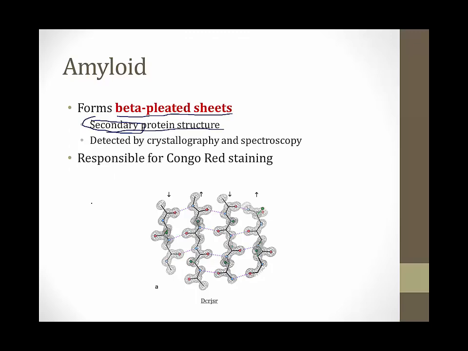These are sheets of proteins that are linked in a characteristic way. This is not something you're ever going to see under the microscope. This is detected by crystallography or spectroscopy. These are advanced techniques for analyzing protein structures.